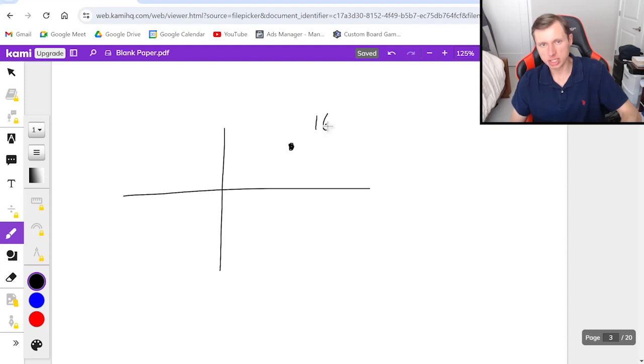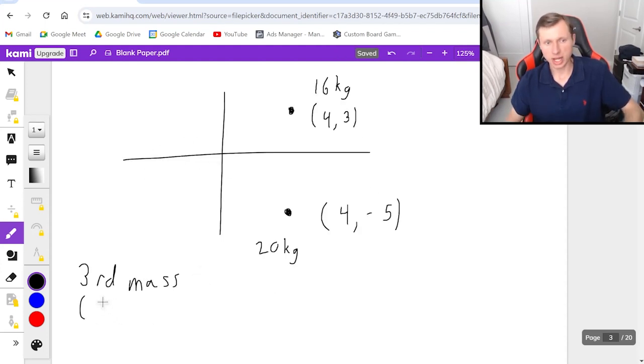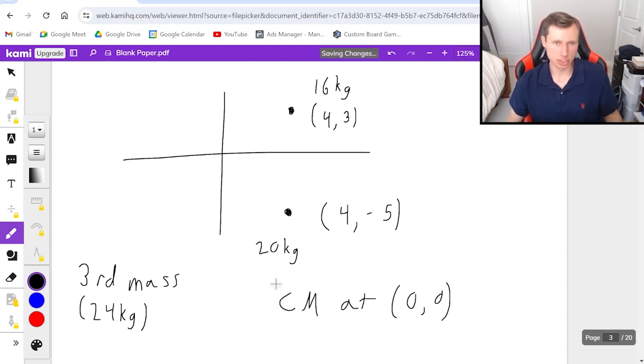This one here, which is 16 kilograms at the coordinate point 4, 3. I'm then going to give you this coordinate point down here, which is at 4, -5, and this mass is 20 kilograms. And you're going to tell me where to put a third mass, which has a mass of, let's say, 24 kilograms. And you're going to choose the third mass, where to put it, both the x and the y value, so that we can get a center of mass at the origin 0, 0. So in other words, you are solving for the x and the y value of this third mass.